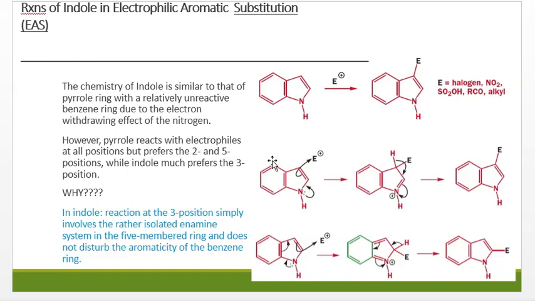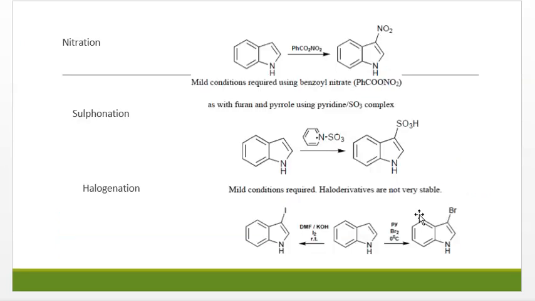Why in indole? Reaction at the third position simply involves the rather isolated enamine system in the 5-membered ring and does not disturb the aromaticity of the benzene ring. We can see examples of these electrophilic substitution reactions: for example, nitration reaction, sulfonation reaction, and halogenation reaction.